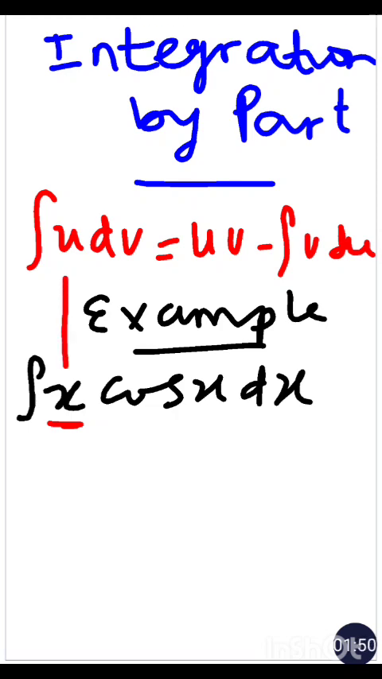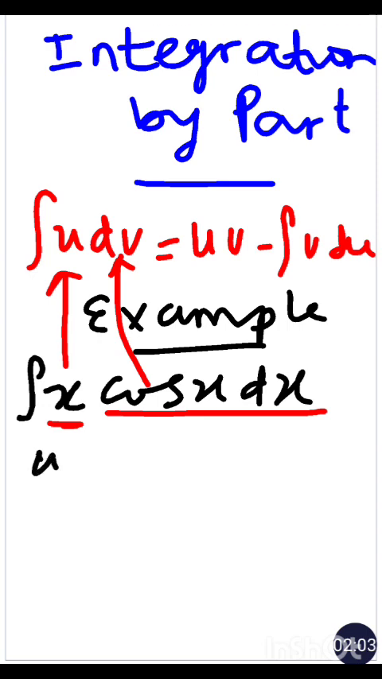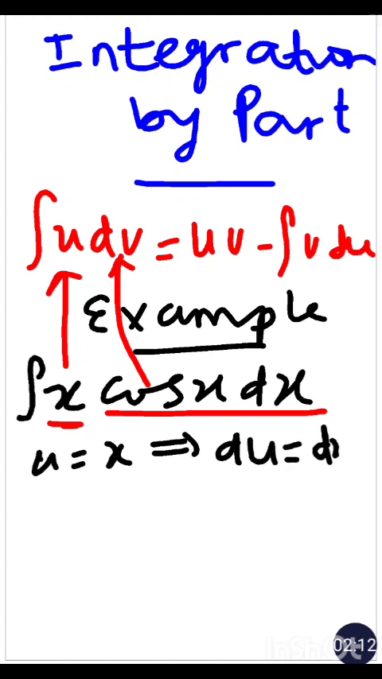So this will be my u, and my dv, all of this is my dv. So u is equal to x, which implies that when you differentiate, du is equal to dx. Why is du equal to dx? Because if you differentiate this, du/dx will give you 1. So du is equal to dx.